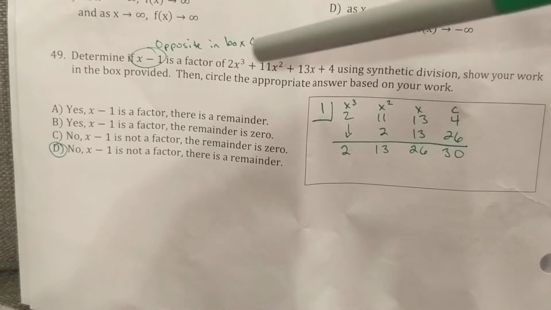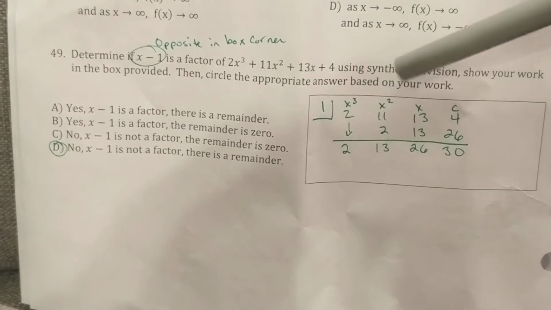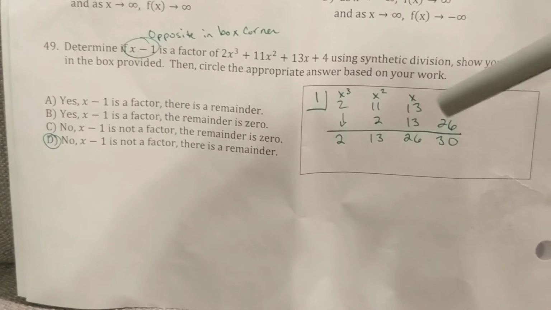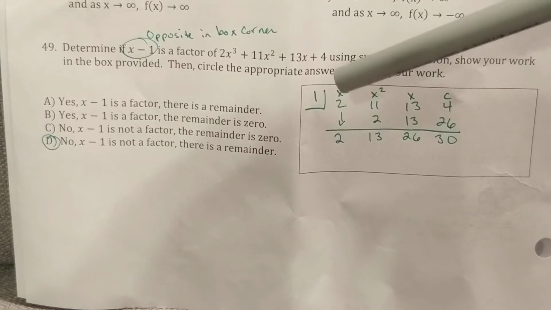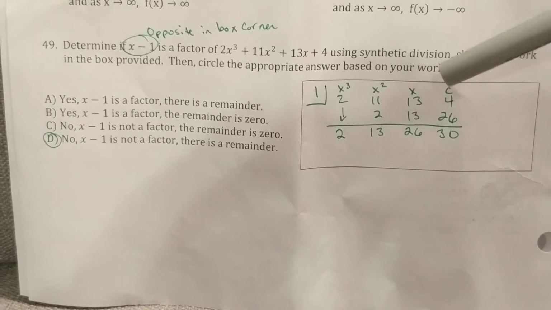Alright, remember, you list your headings, start with your highest exponent, you just count it down. No matter what you see here, you see your highest exponent and count it down, x to the third, x to the second, x to the first, and your constant. Then you put your coefficients 2, 11, 13, and 4.